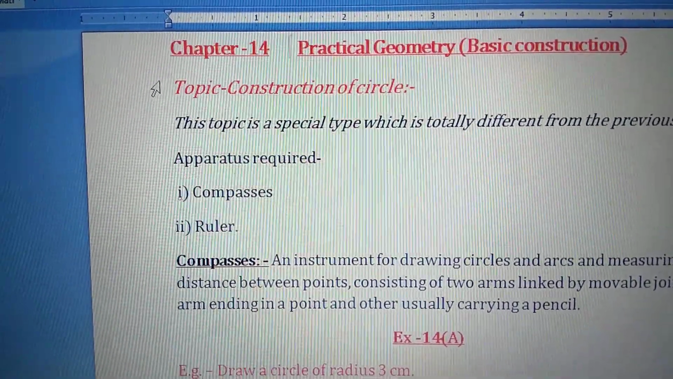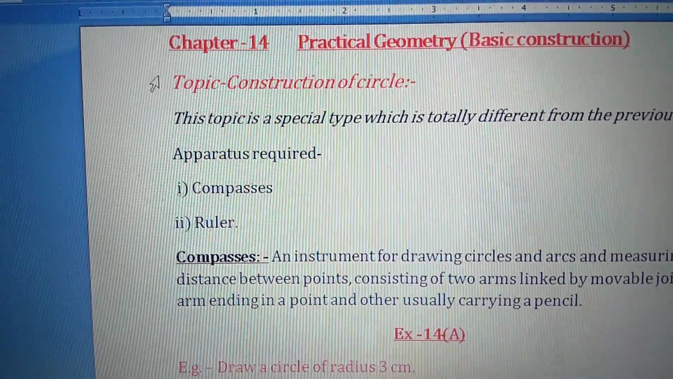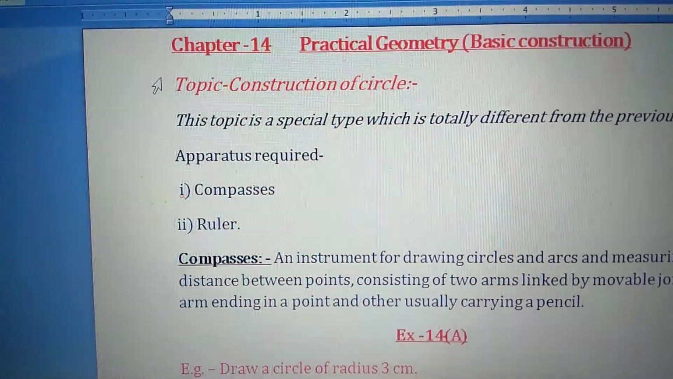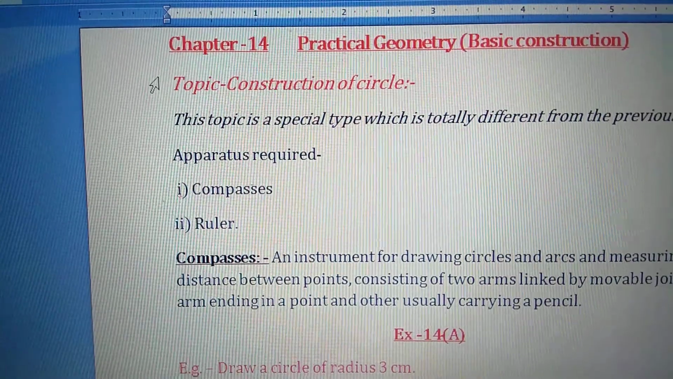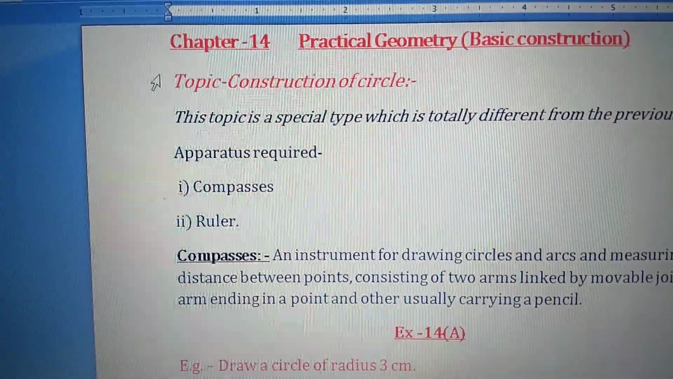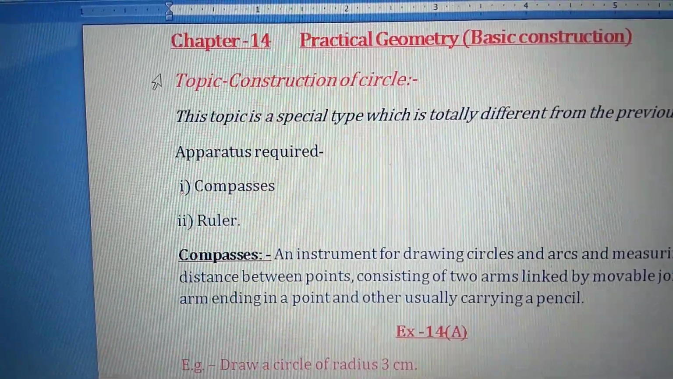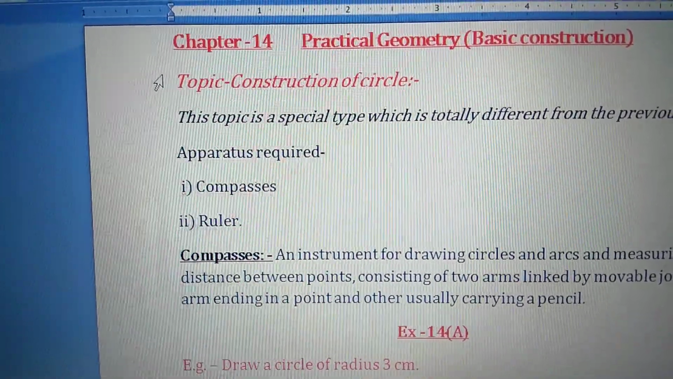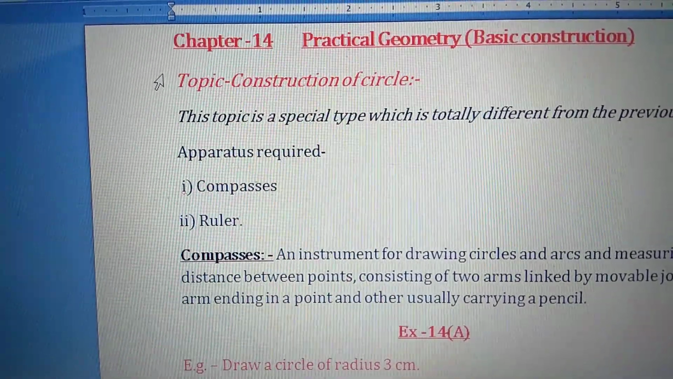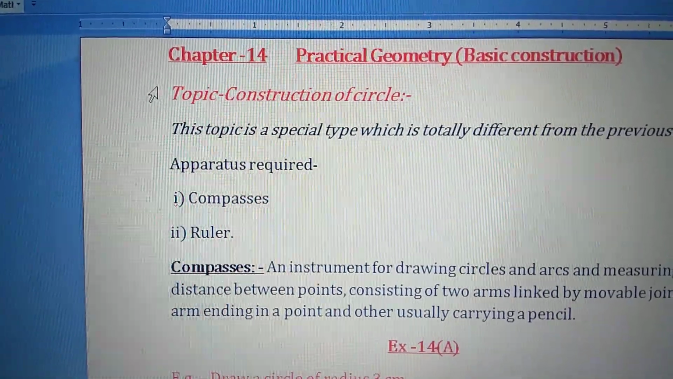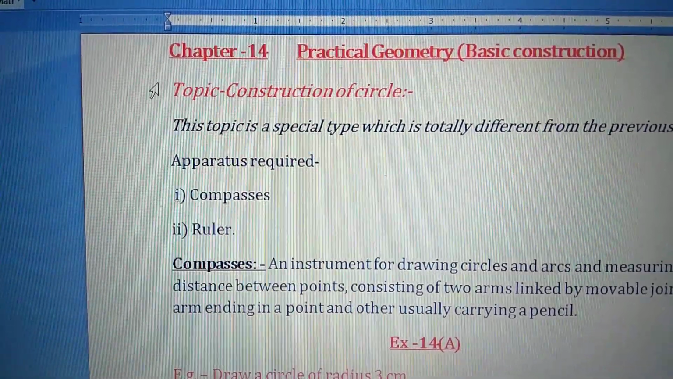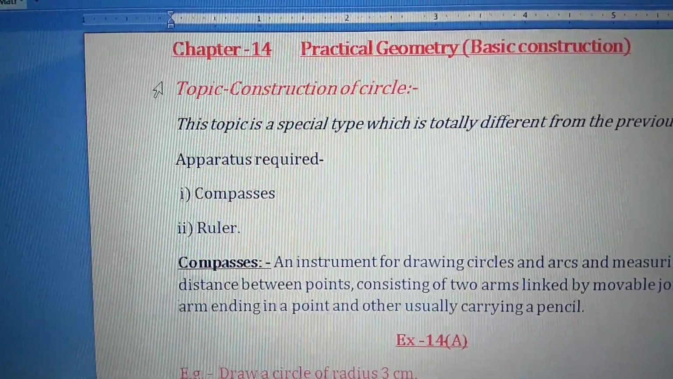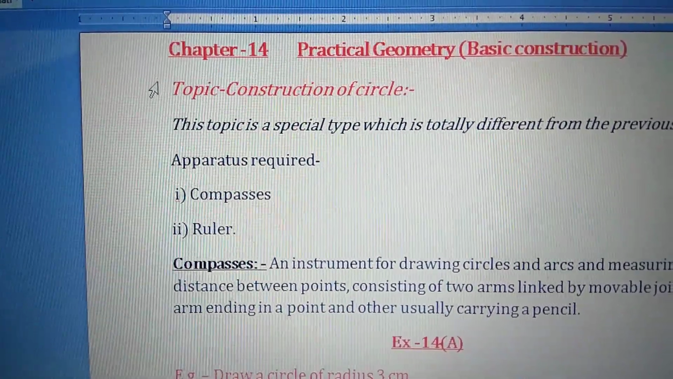If you look in your geometry box, you will find there are several instruments. What are those? Compass, ruler, protractor, divider, 2 set squares. These 6 things are the most essential things required for construction of any figure. So our first topic is construction of circle.